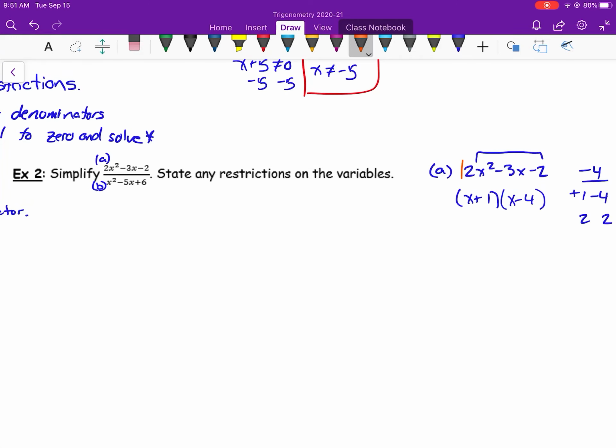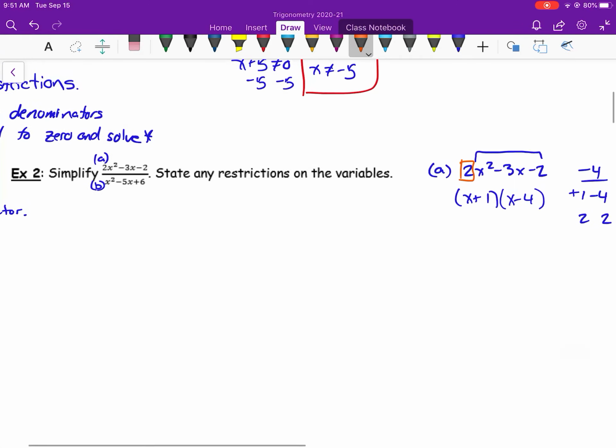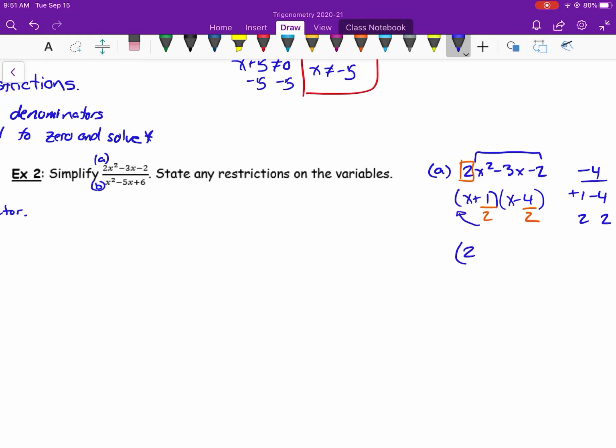Alright, the catch. A is greater than 1 here, so we have to do our slide and divide. Alright, first binomial, there's no simplifying, so I'm going to slide 2x plus 1. And then 4 divided by 2 is 2. So A is done.